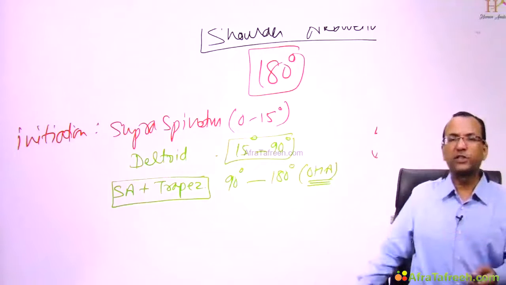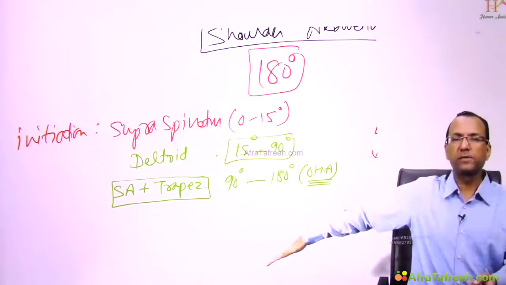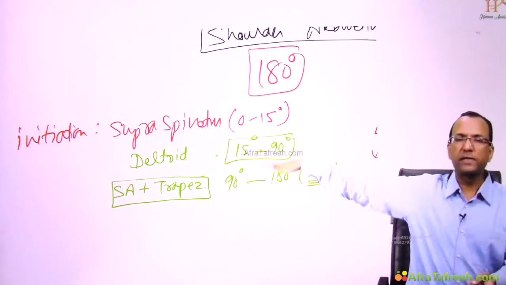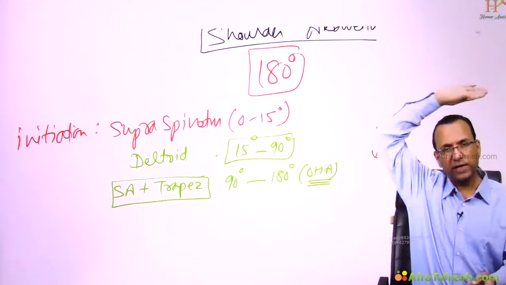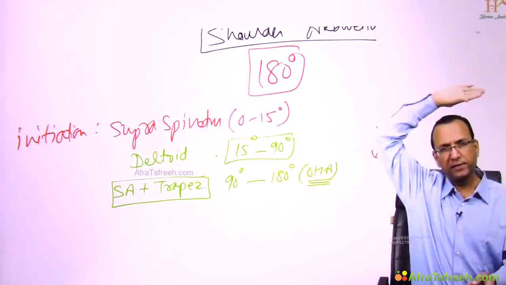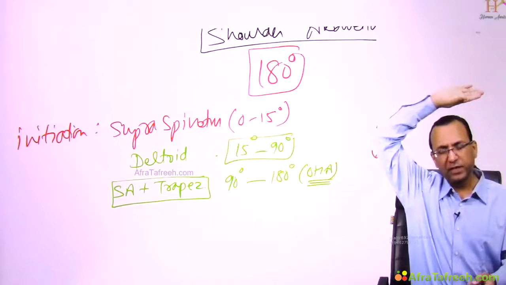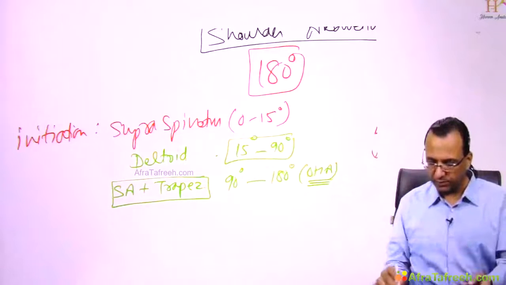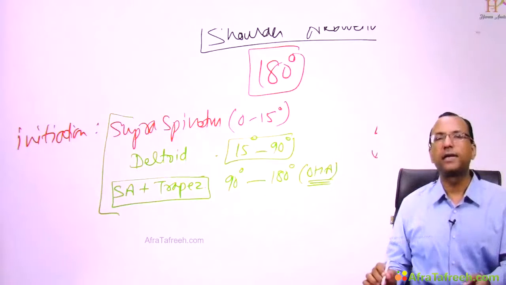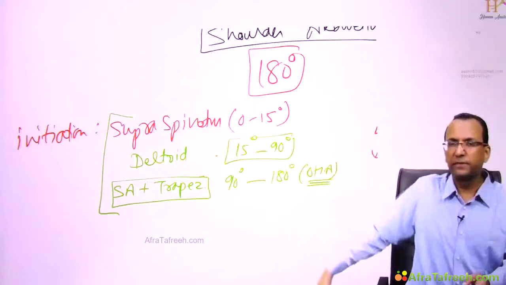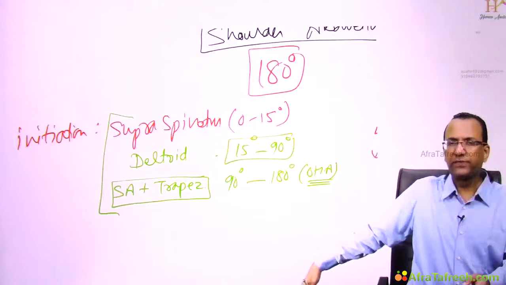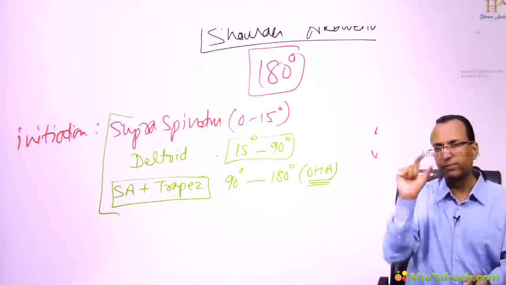You mean to say initiation 0 to 15 degrees is supraspinatus? Yes. And 15 to 90 degrees, you have the deltoid chiefly working. And 90 to 180 degrees, it is serratus anterior plus trapezius together. Yes, that is the point here, overhead abduction. But be careful, because all the muscles are working all the time. All these muscles start working from 0 degrees itself, but chiefly, they have a particular portion of movement.